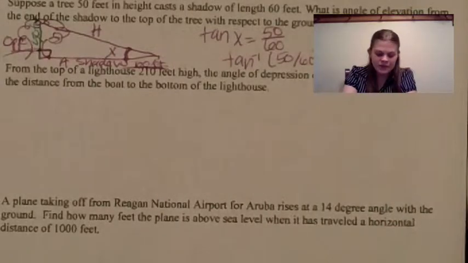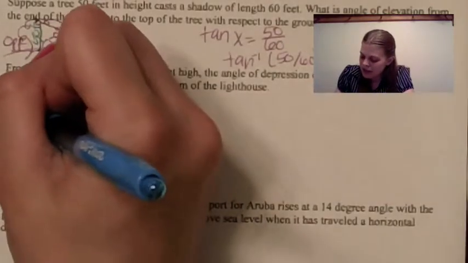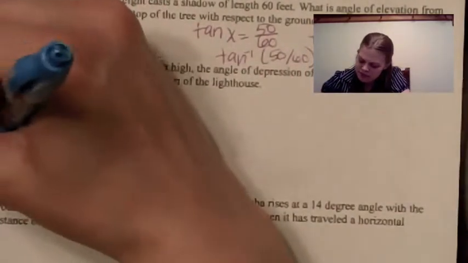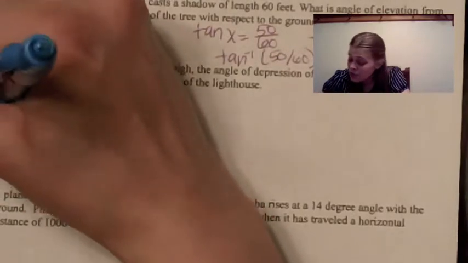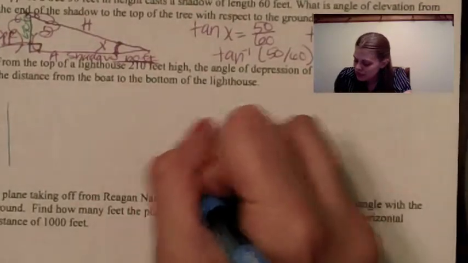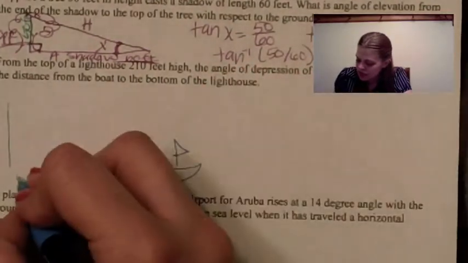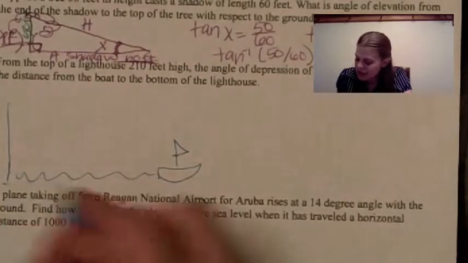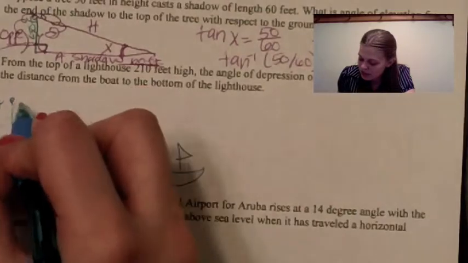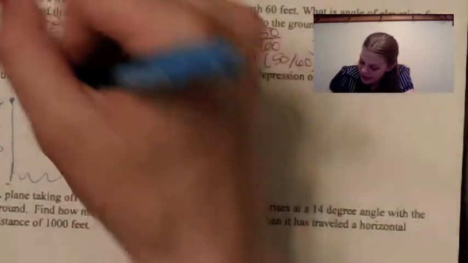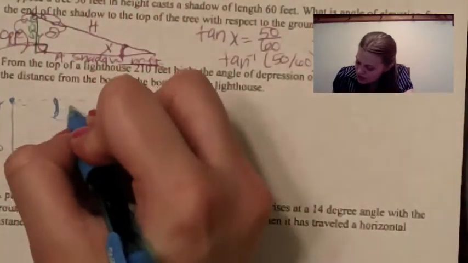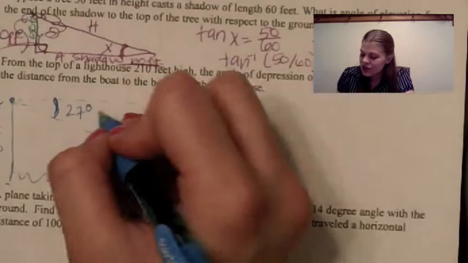Not so bad so far. The top of a lighthouse. My drawings of lighthouses are so bad that I am just going to draw a straight line straight up and then call it the lighthouse, like that. Okay, the angle of depression of a boat. So here's our boat, and here's our water. Here's the lighthouse. The angle of depression to a boat is 27 degrees. So here I am at the top of the lighthouse, looking down, because the angle of depression goes down towards the boat. So this creates 27 degrees. This is our angle of depression.